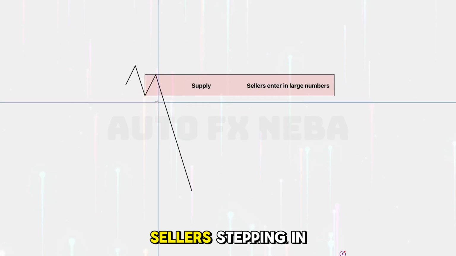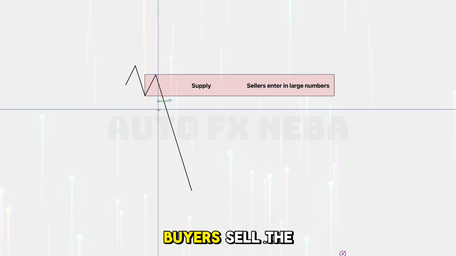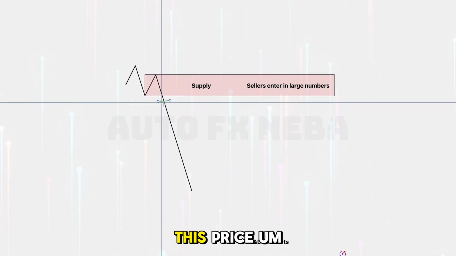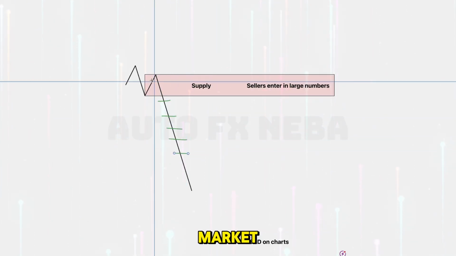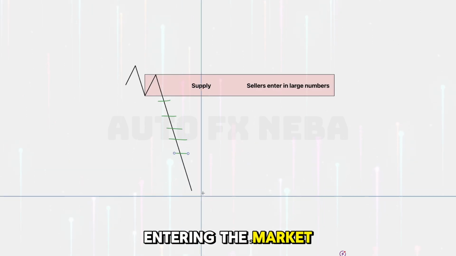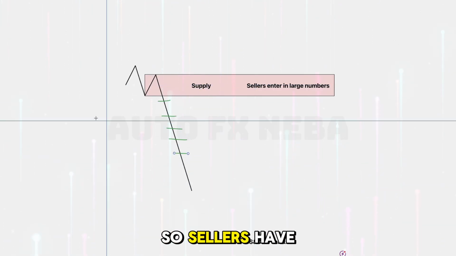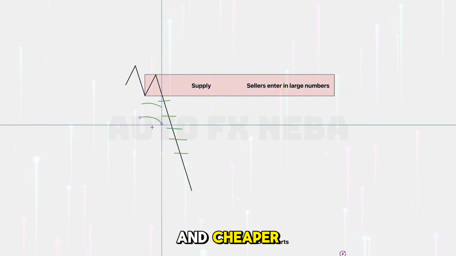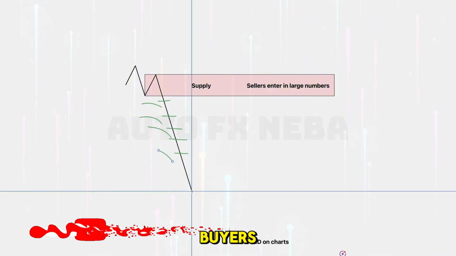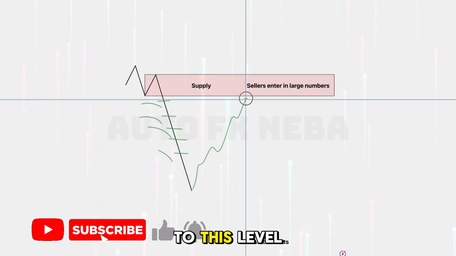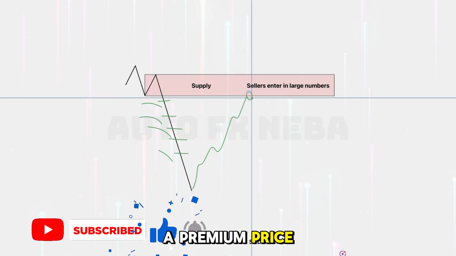So we see sellers stepping in, buyers buy the asset from them at this price, then this price, then this price. So sellers are basically controlling the market. There's more supply entering the market. Demand is decreasing. So sellers have to sell this off for cheaper and cheaper and cheaper until demand is met once again by the buyers. Now, if we then see the market pull back to this level, we know this is seen as a premium price to sell the asset.